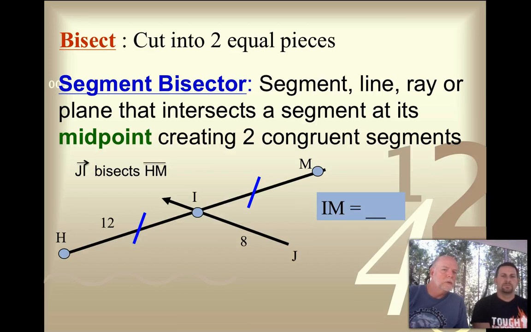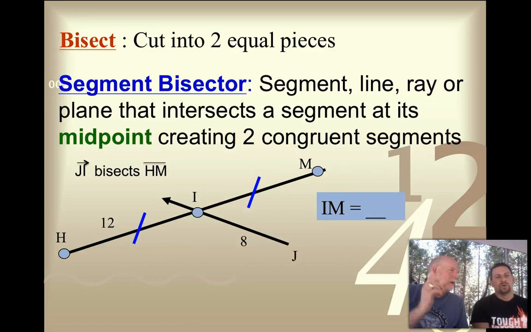So if they tell us that one of them is 12, the other piece has to be 12. And 8, the length of JI, is just a distractor here. You've got to be careful. Don't say 4, because JI is the bisector, not the thing being bisected. You've got to be really careful that you don't say IM is 4, or 16, or something like that. Just be careful there, okay?